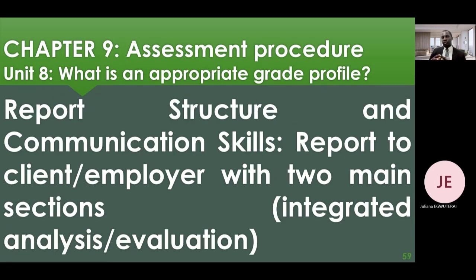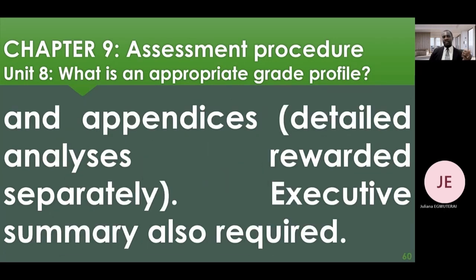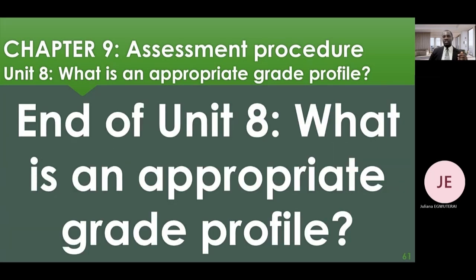So the report structure and the communication skills: you need to understand the external report and the internal report. By now, we've known that. So the external report speaks to a client or employer with 2 main sections where you need to integrate the requirements and the analysis together and evaluate them appropriately. So the appendices are detailed analysis and they are rewarded separately based on the integration with the discursive elements. And your executive summary also must be provided after you discuss essentially. So that is how the appropriate grade profile is provided.